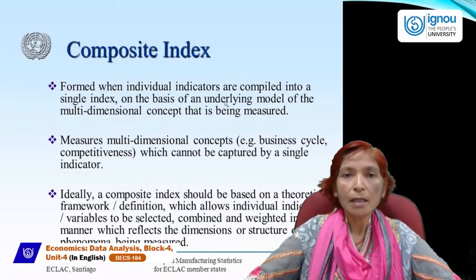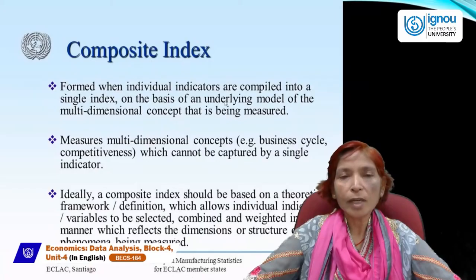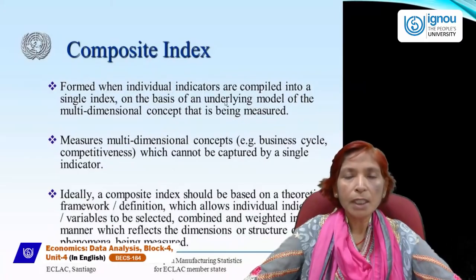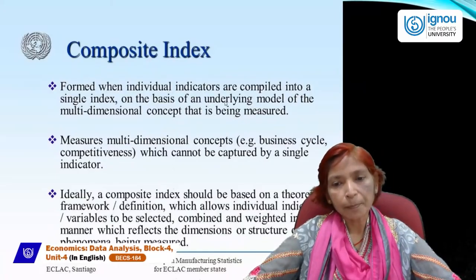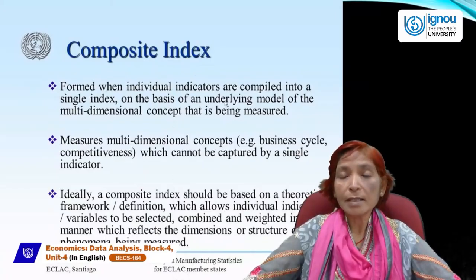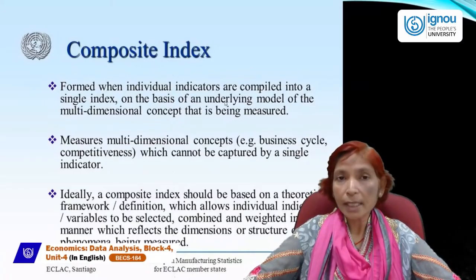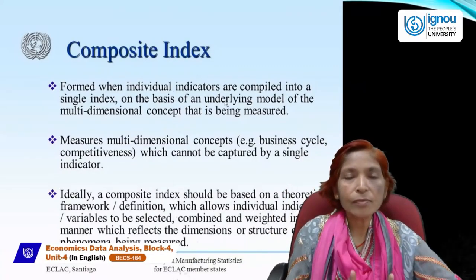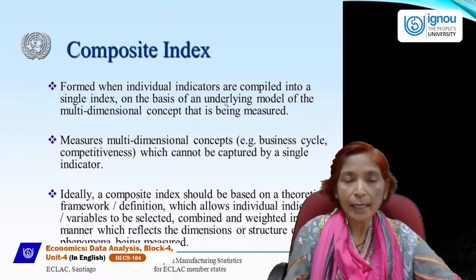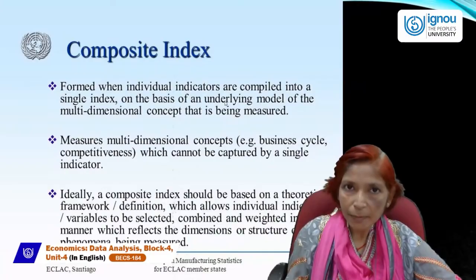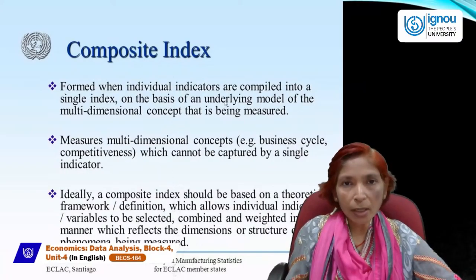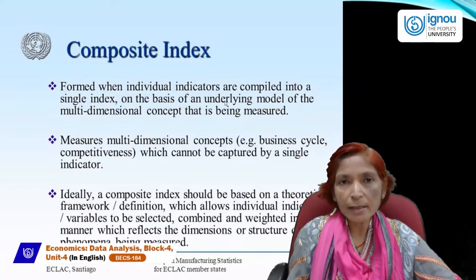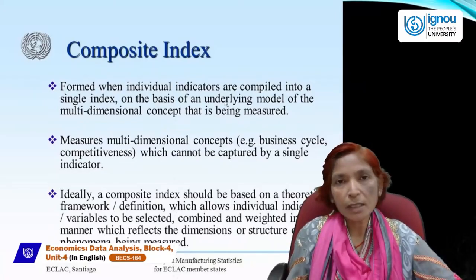What are business cycles? Business cycles are wave-like fluctuations which occur from time to time. A business cycle has four stages: boom, recession, depression, and recovery. It means it has four dimensions, four variables. That is called a multi-dimensional concept, because we are not taking only one variable or only two variables, we are discussing four things: boom, recession, depression, and recovery.